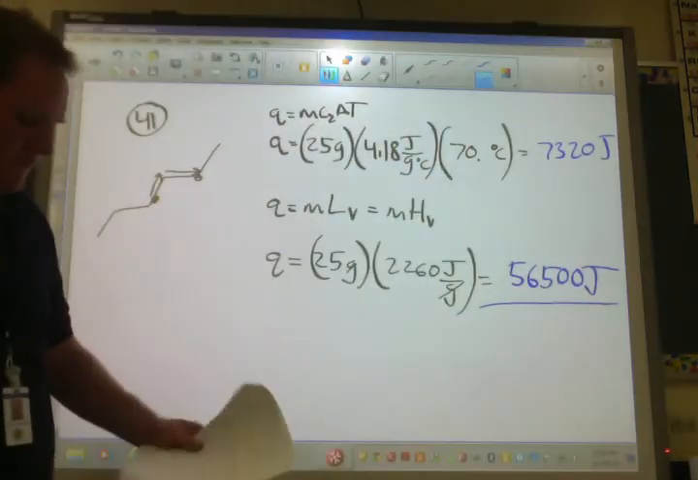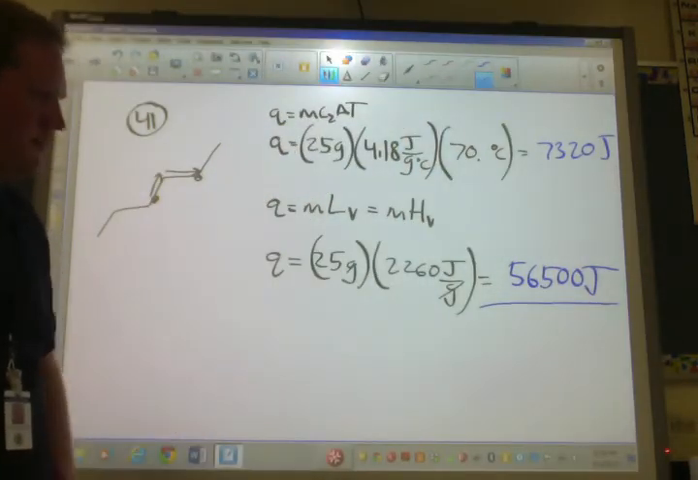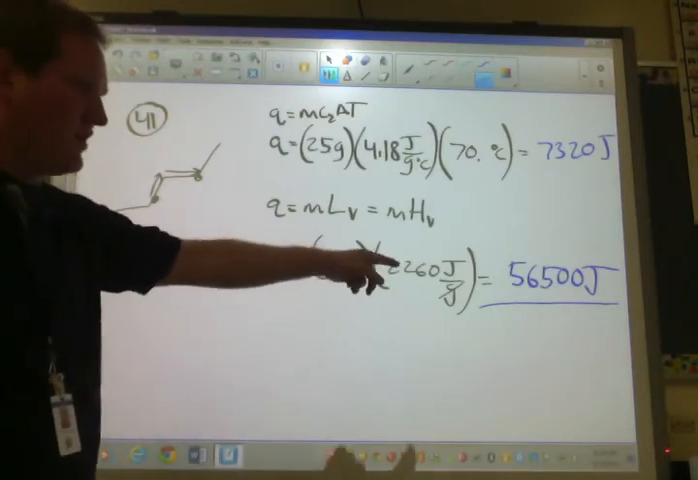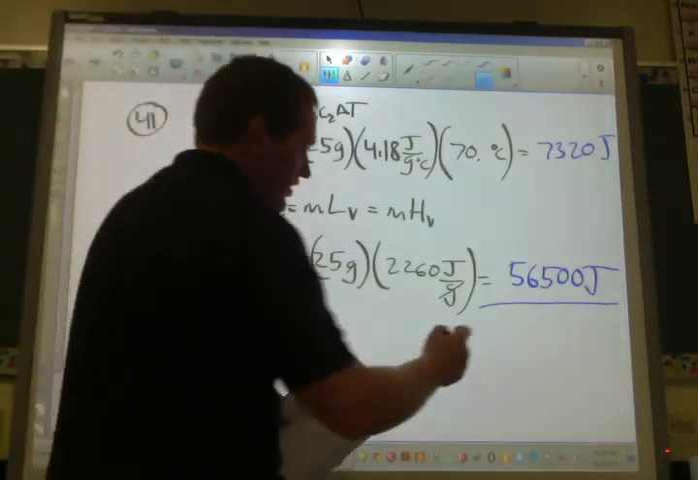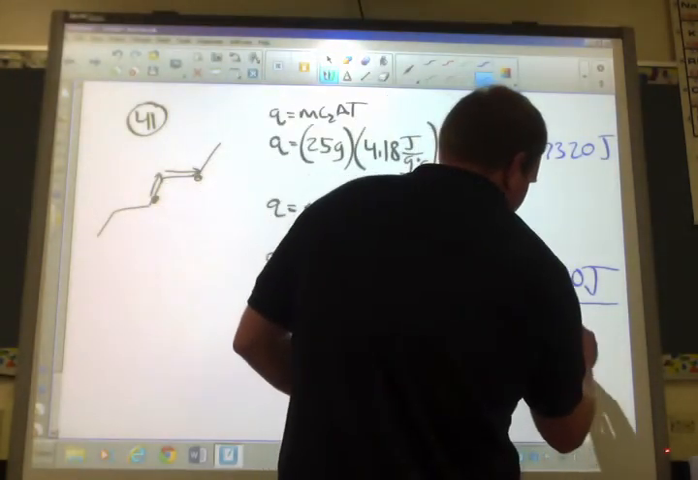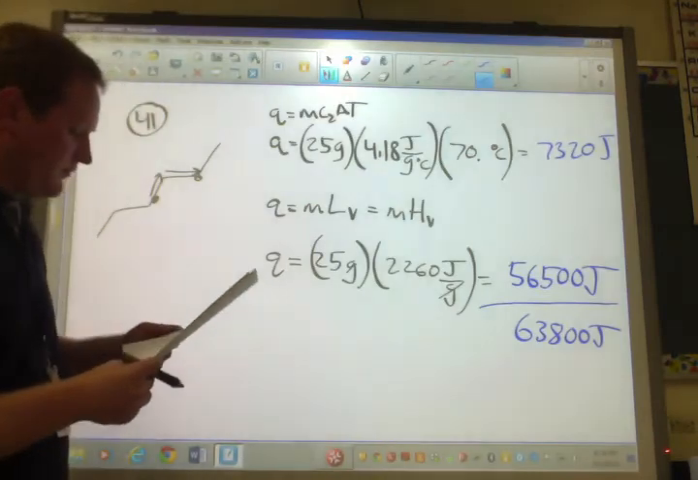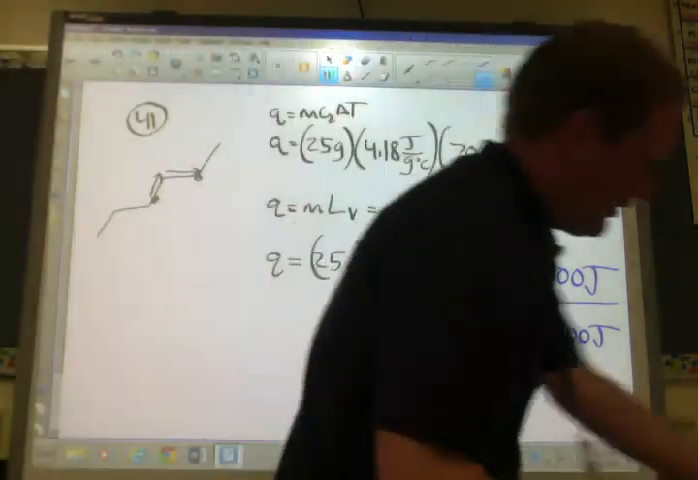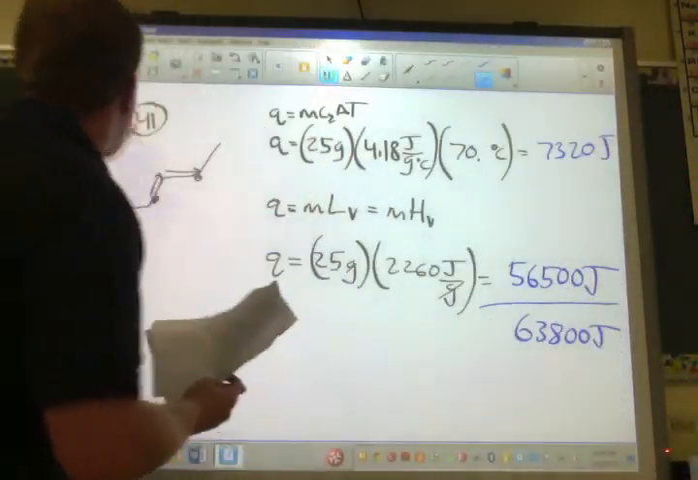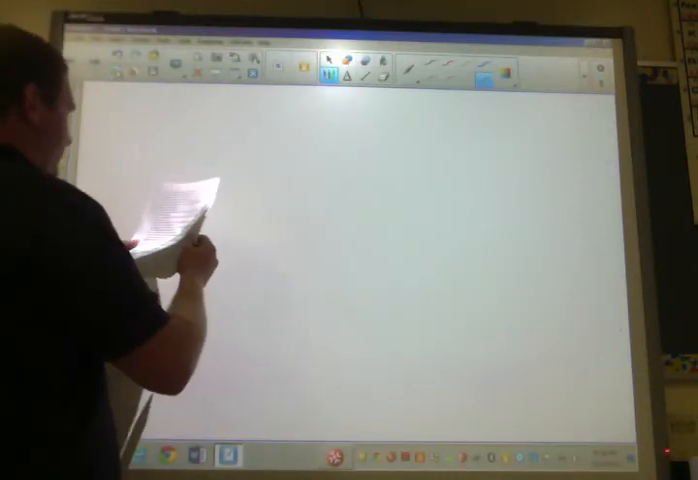We add these together. You'll notice that it pretty much always takes a lot more energy to boil something than it does to bring it to a boil. Total 63,800 joules. That is my answer. Let's see. 42.